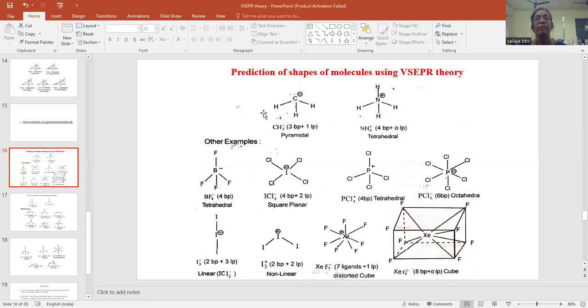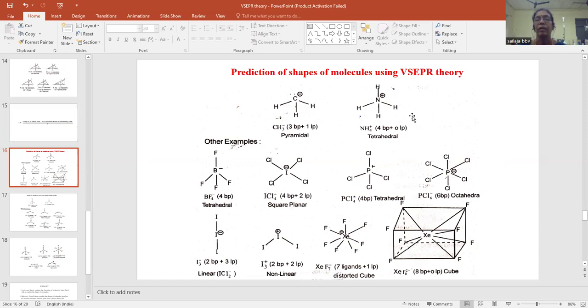Let us start with CH3 minus. Here the central atom is carbon, which belongs to the fourth group. Since there is a negative charge, we have to add 1 to the group number. Now it will become 5. Since there are 3 surrounding atoms, each one is sharing 1 electron. So 5 minus 3 divided by 2, which is equal to 2 by 2. That means there is one lone pair in the CH3 minus ion.